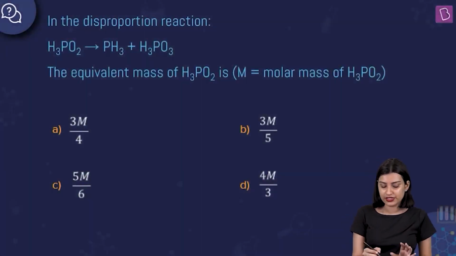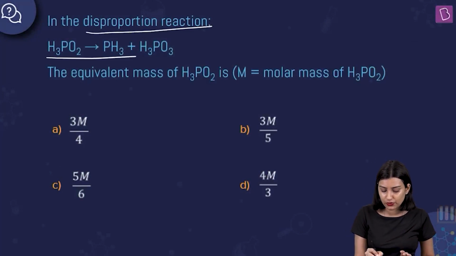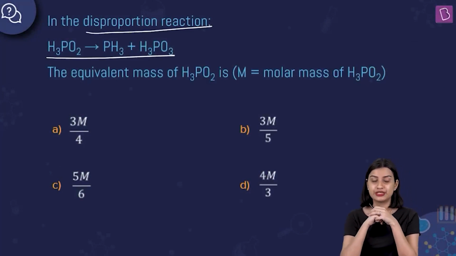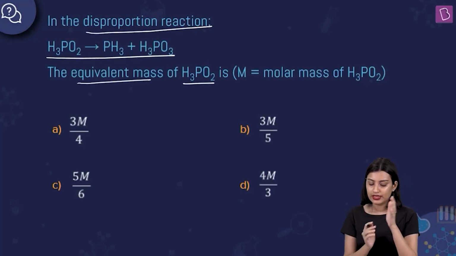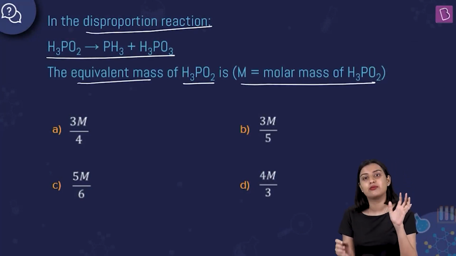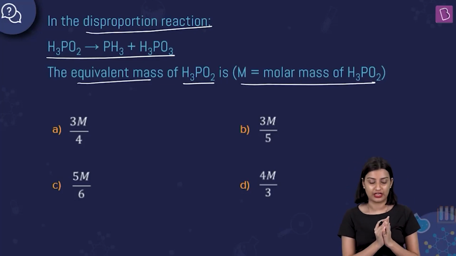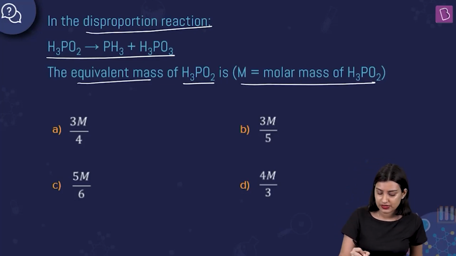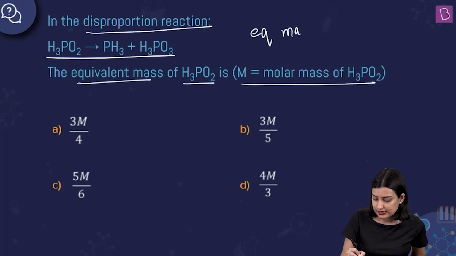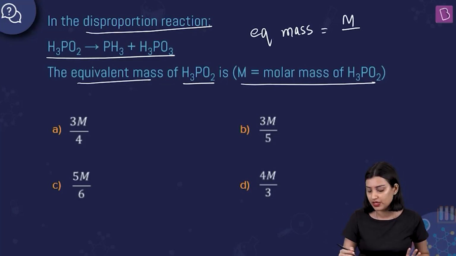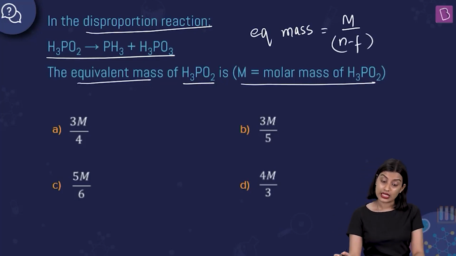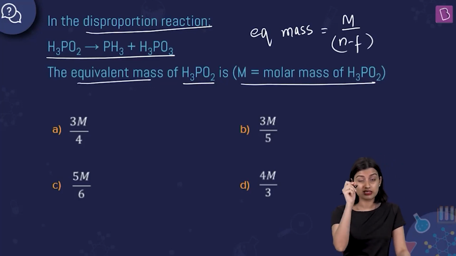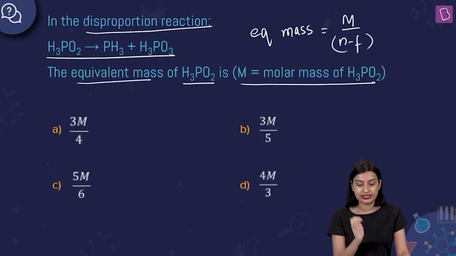Question: they're saying that for the disproportionation reaction, H3PO2 gives you PH3 plus H3PO3, the equivalent mass of H3PO2 is going to be what? They're saying that M is the given molar mass of H3PO2. Fine. So the very first thing you need to remember is that equivalent mass is nothing but your molar mass M divided by the n factor for the given compound.